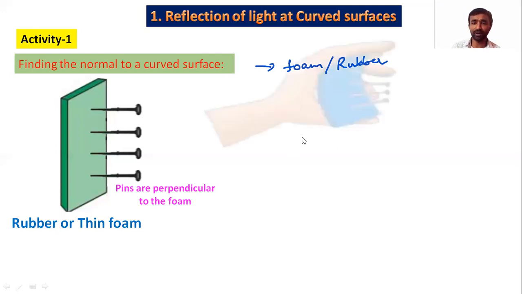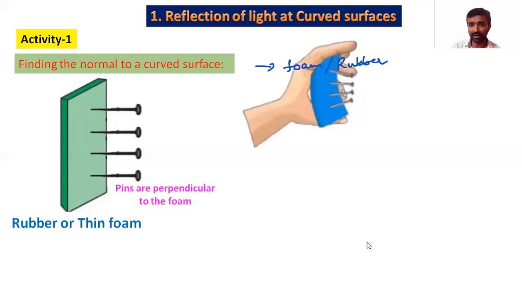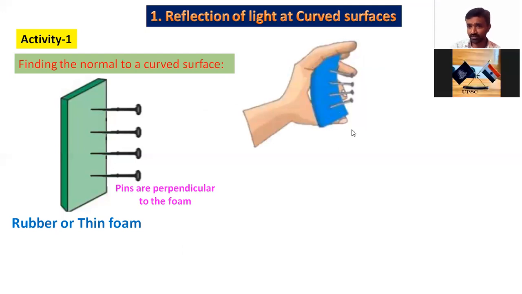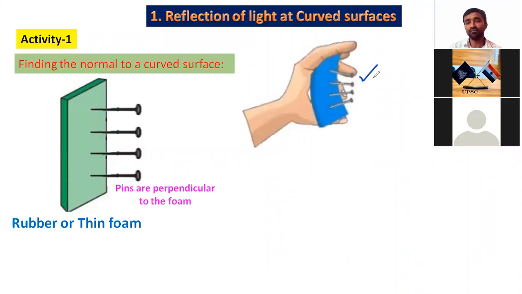So suppose I bend like this, how do you feel? Are the pins perpendicular to the surface? In the second figure, curved inward, bent inward, are they perpendicular to the foam? Here I am asking, are they perpendicular? Very good. No, they are not perpendicular. So we cannot call the pins normals to this foam in the case of a curved surface, right?